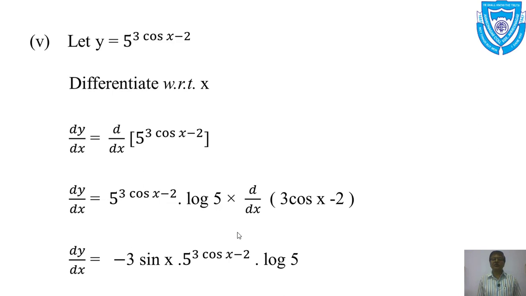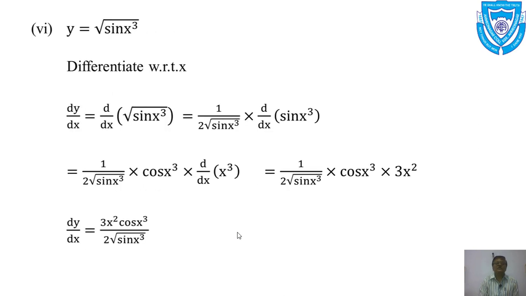And derivative of 3 cos x minus 2 is 3 into derivative of cos x. Derivative of cos x is minus sin x. That's why we get minus sin. And derivative of 2 is 0. So this is our answer. dy by dx is equal to minus 3 sin x into 5 raised to 3 cos x minus 2 into log 5. We move to next example.